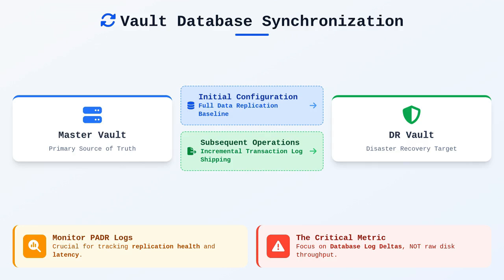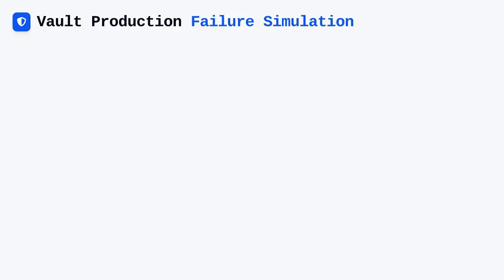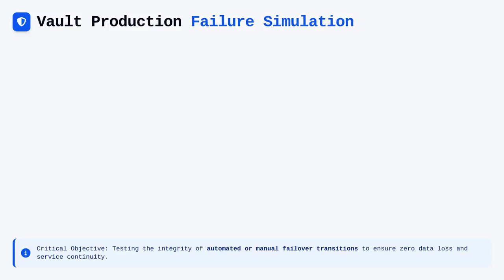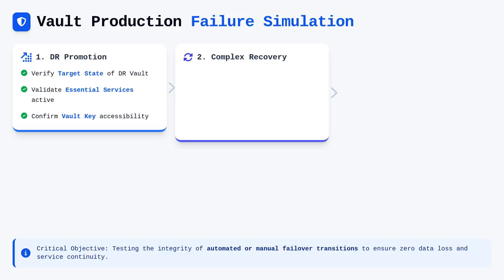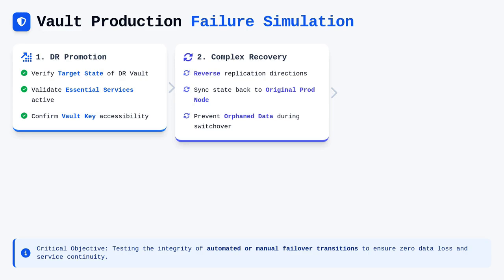Engineers often mistake high disk activity for progress, but efficient synchronization is measured by the delta of database logs rather than raw data throughput. When we simulate a production vault failure, we are essentially testing the integrity of the automated or manual failover transition. Successful drills require that you verify the target state of the DR vault after it has been promoted to the primary status, checking that all essential services are active and that the vault keys are accessible in the new environment. Post-failover recovery is arguably the most complex phase, involving the reversal of replication directions to ensure that when the original production node is restored, it synchronizes its state with the new master.